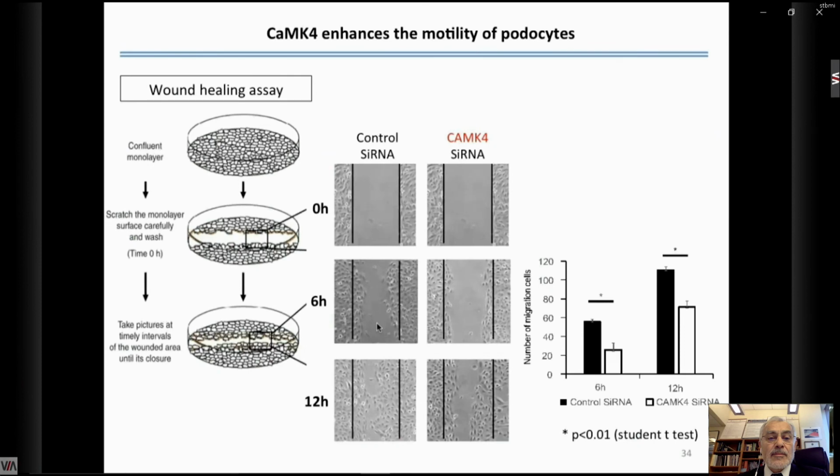Also here, I will show you only this and nothing more. This is an experiment which specifically tells us how podocyte motility is affected. You can see here that what we do is we plate the podocytes and they become confluent. And then we take a knife and we generate this cut here, and then we let the cells grow again. As you can see, when CAMK4 is increased, the cells grow fast, while when CAMK4 is silenced, the cells don't move.